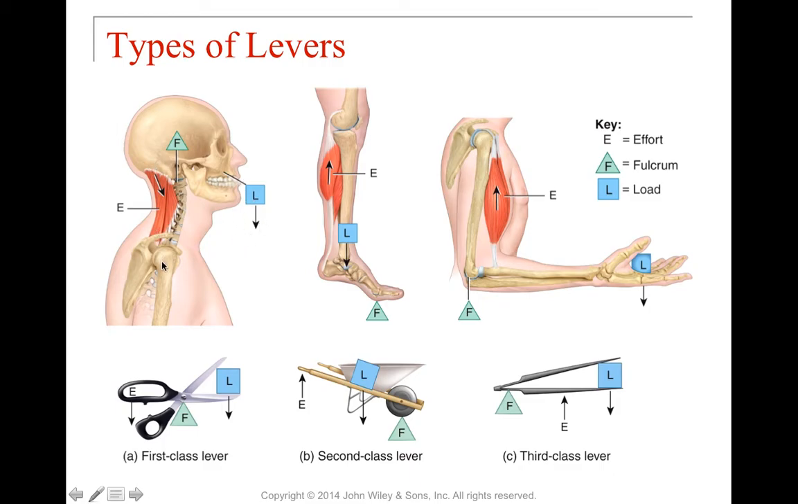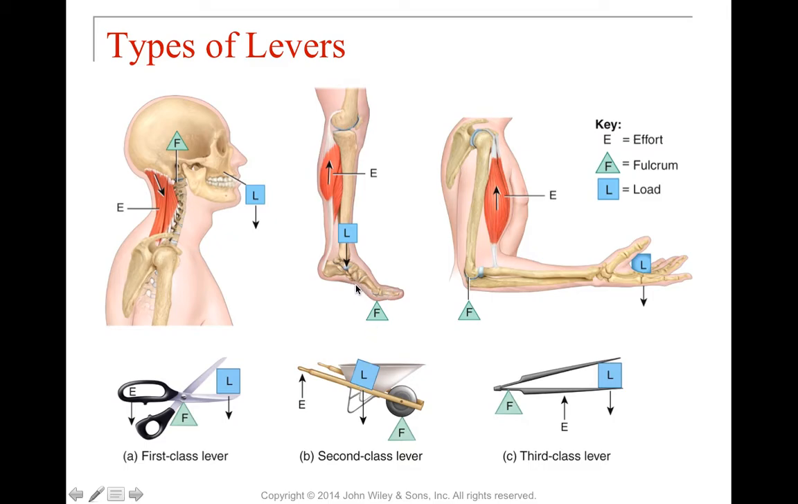So this is, the effort would be exerted in this direction, the fulcrum would be in the middle. That's a first-class lever. A second-class lever is when the fulcrum is at the very front, like a wheelbarrow, the effort lifting upward, and the load would be the weight that would be in the middle of the barrel. And then an example of how that works similar in the body.